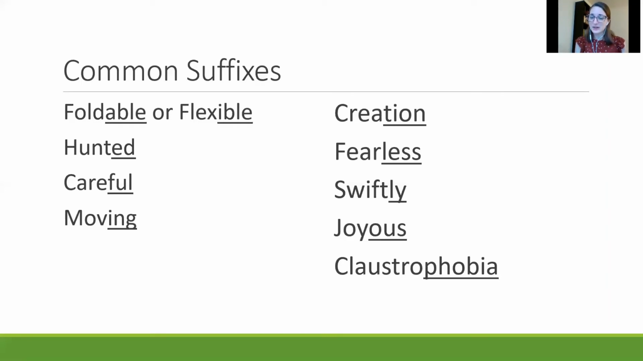Claustrophobia is our last word here, and it's got the suffix phobia on it. So we can see claustrophobia is actually the fear of being in a tight space or being enclosed somewhere. So if you have claustrophobia, then you have the fear of tight spaces. So if you see phobia, I want you to think fear. Another common one would be arachnophobia, or the fear of spiders.